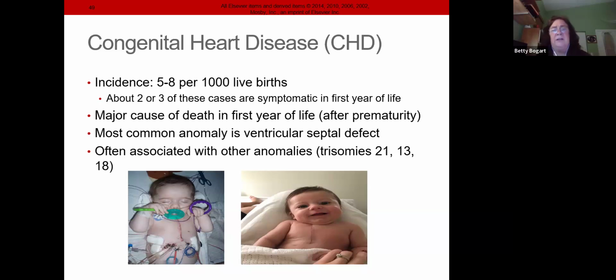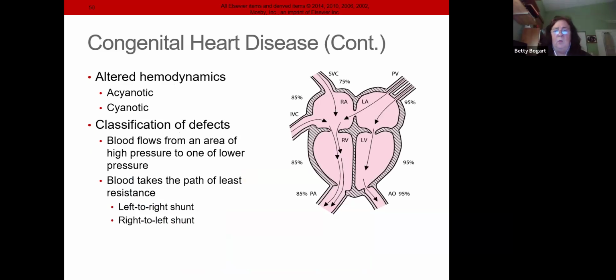Now, the one thing you need to know about congenital defects is, do they make them with oxygen or without? So acyanotic, they still got oxygen going around. So, all right, we're all right. We've got time here. Or, oh, no, oxygen's not going anywhere. We need to get oxygen to this child. That's your cyanotic, okay? The other thing you need to remember is shunting.